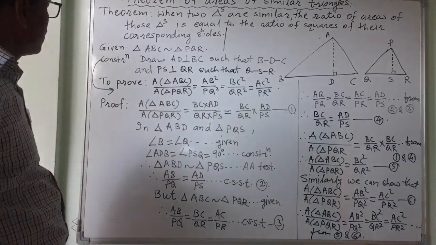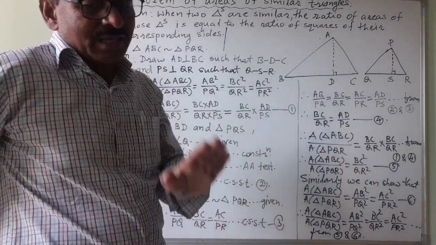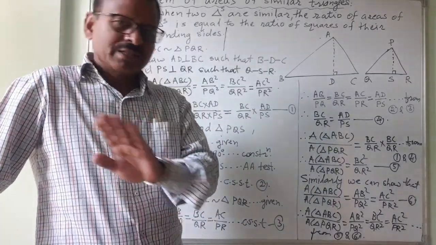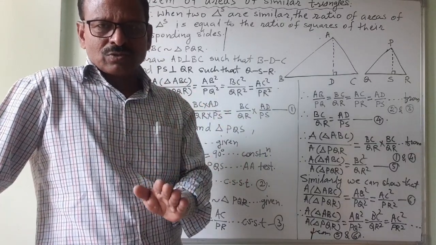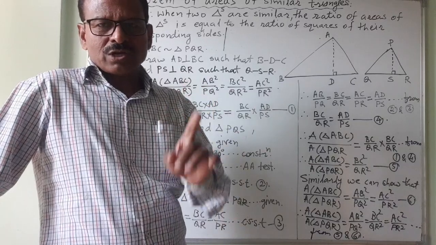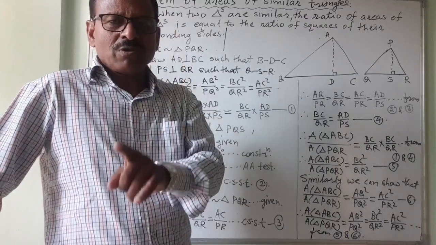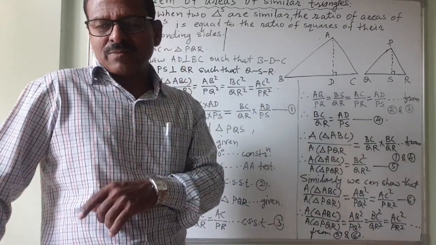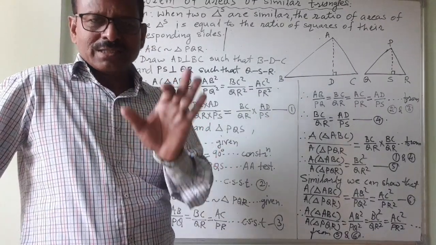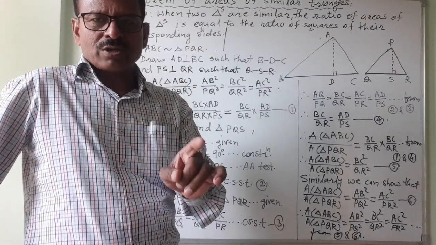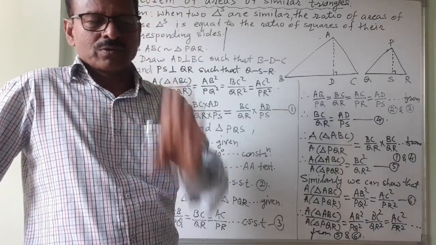Now the proof. If I want to find the area of two triangles, then we know that the ratio of the areas of two triangles is equal to the ratio of the product of their corresponding base and height. That was the first property we saw in the first lecture itself under similarity. That was the first theorem we have proved.